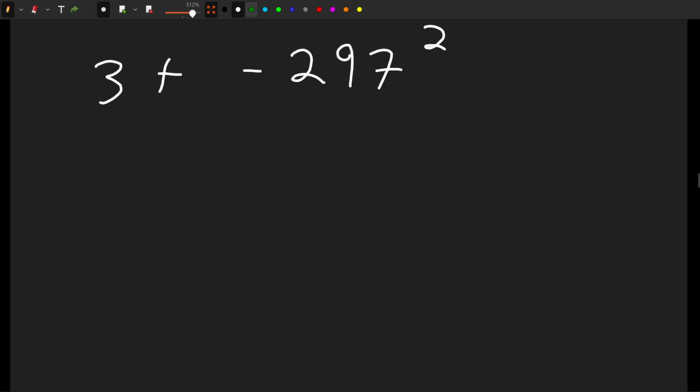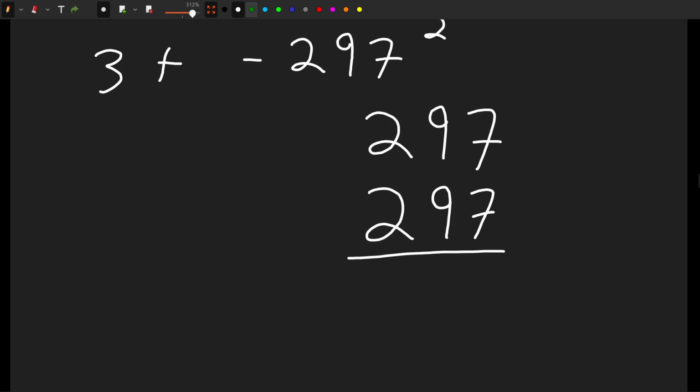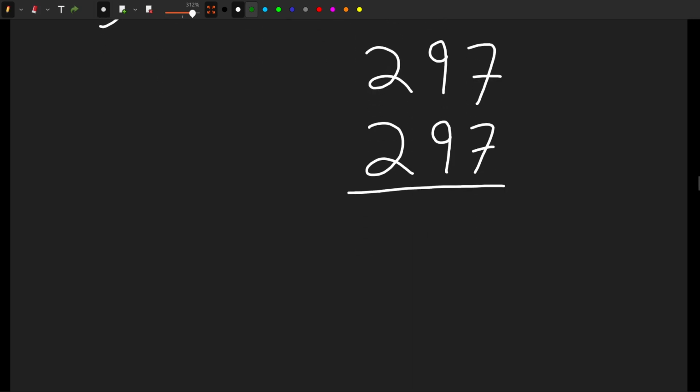That's going to be a huge number. We're going to have 297 times 297. Oh, here comes the fun. All right. 7 times 7 is 49. Carry the 4. 9 times 7 is 63, plus 4 more is 67. Carry the 6. 7 times 2 is 14. Add the 6, we're going to get 2,079.